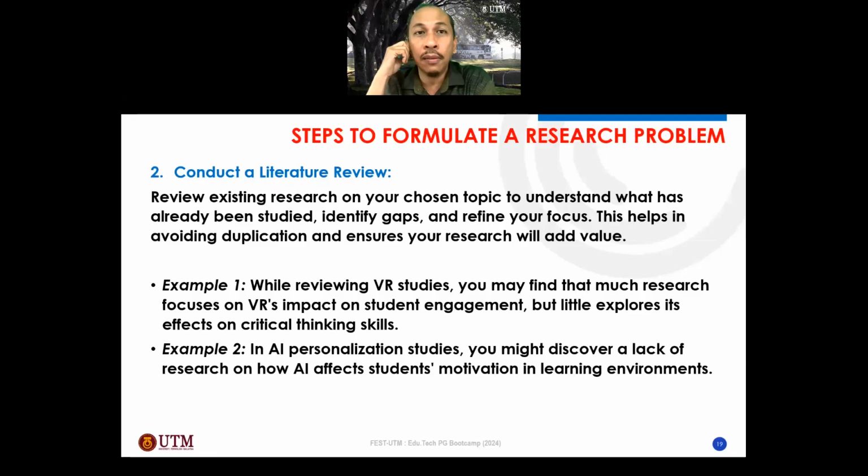There is no specific number of articles you have to read, but you have to read. Okay? For example, when we talk about VR and AR, previously AI. When you search about VR, you may find that much research focuses on VR's impact on student engagement, but little explores its effect on critical thinking skills, for example. So that's a good research focus. So you can move from VR in general towards VR and critical thinking. Okay? Same thing with AI. And all this from literature review.